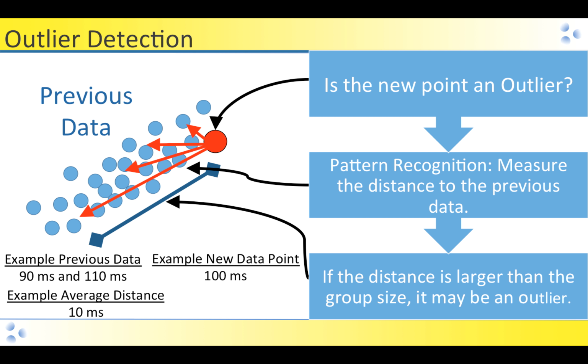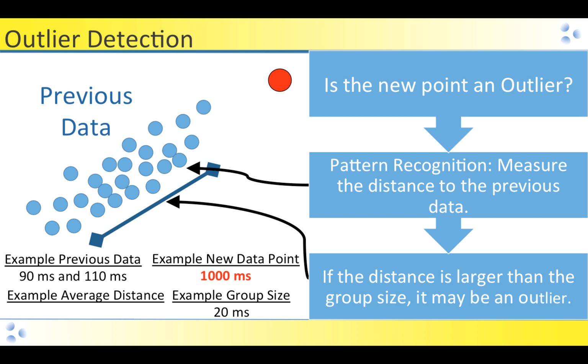And then what I want to compare this against is the distance between the new data point and the group itself. If that distance is larger than the group size, then it's possible that this new point is an outlier. If I look at the group size for my example data, the group size is about 20 milliseconds, the distance between the two data points. In this instance, my example average distance is less than the group size, and so I would say that this example data point is not an outlier.